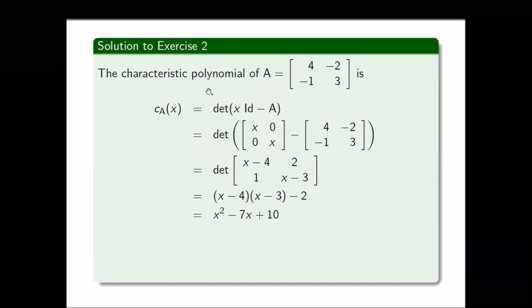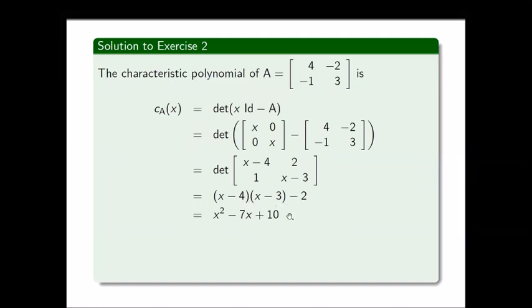Okay, so the characteristic polynomial of A can be computed by computing the determinant of x times the 2 by 2 identity minus the matrix A. So we get the matrix with entries x, 0, 0, x, minus the matrix 4, minus 2, minus 1, 3. That just becomes the matrix x minus 4, 2, 1, and x minus 3. And its determinant is just going to be (x minus 4) times (x minus 3) minus 2, which upon simplification is just this quadratic expression, x squared minus 7x plus 10.